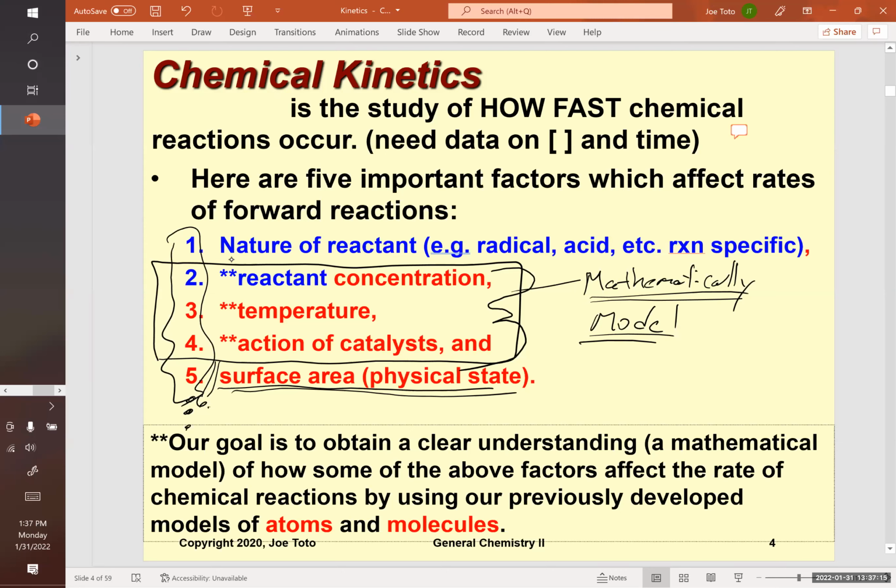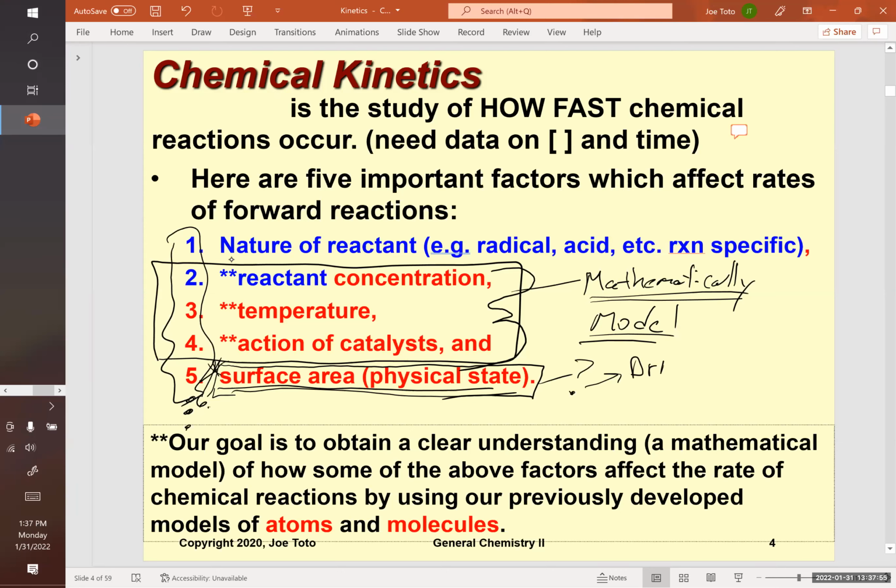But I think you have a pretty good idea of what that effect would be. So if I increase the surface area of the reactants that are coming together to react, what do you think is going to happen to the rate? It'll increase. Yeah, right. So if I increase the surface area, I expect an increase in the rate. And this is true.